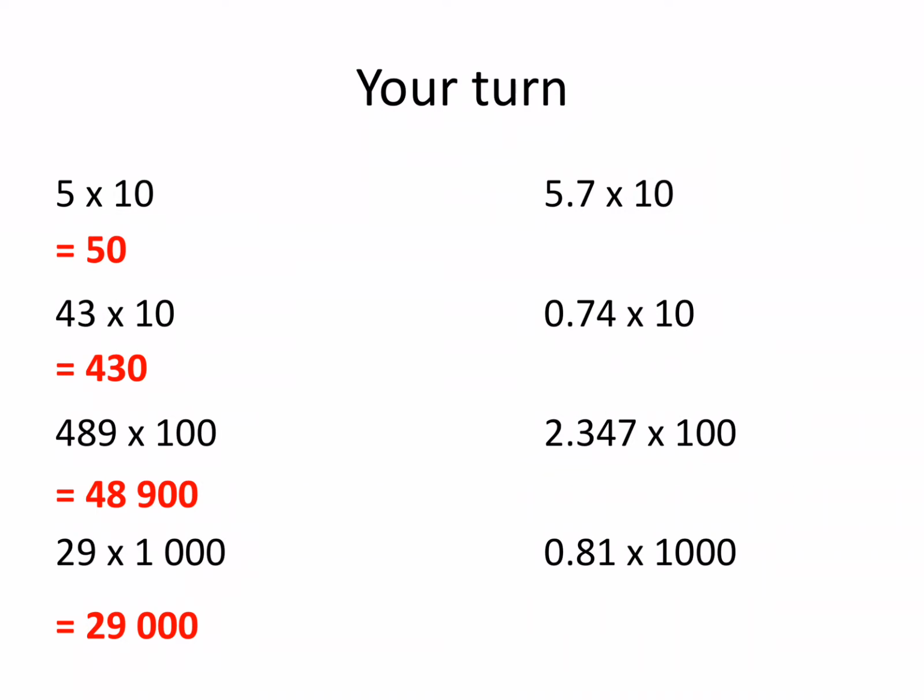5.7 times by 10 is 57. 0.74 times 10 is 7.4. 2.347 times by 100 is 234.7, and 0.81 times by 1000 is 810.